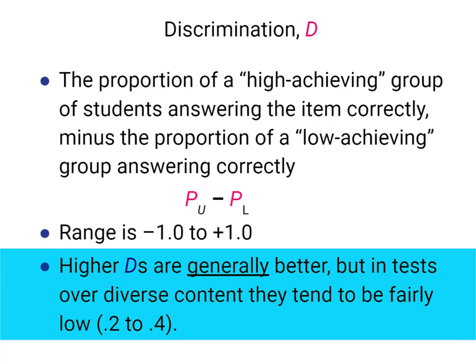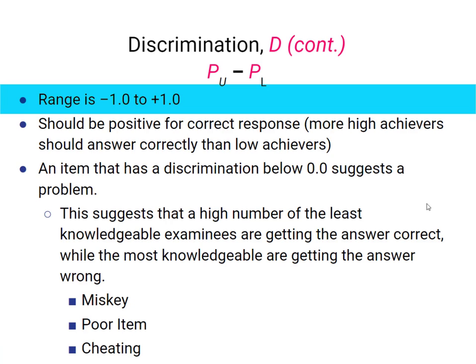Questions with higher discriminations are generally better, but in tests over really diverse content, they tend to be a little bit low. So if you've got a lot of things on that test that may be stretched over many different chapters or many different ideas, then you'll get a lower discrimination value. But overall, you always want them to be a positive discrimination value. You don't want a -1. As I said, the range is between -1 and +1.